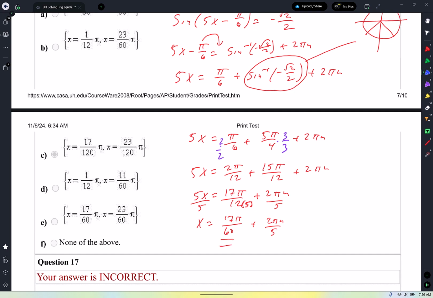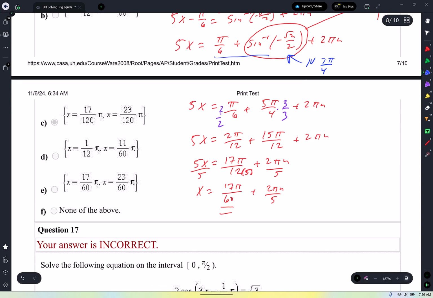So let me go to blue now. Remember that we said that this one could also be in quadrant 4. So in quadrant 4, that's going to be 7 pi over 4. So you're pi over 4 away from 2 pi. So I'm going to rewrite it. I'm going to start it right here. 5x equals pi over 6 plus 7 pi over 4 plus 2 pi n.